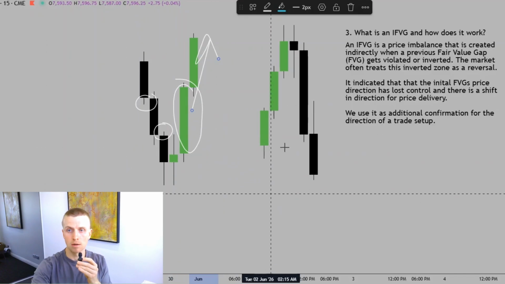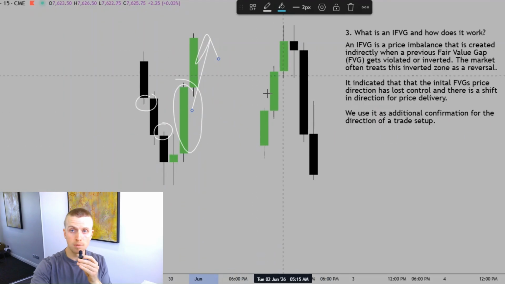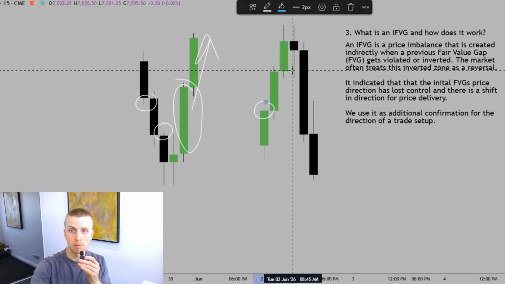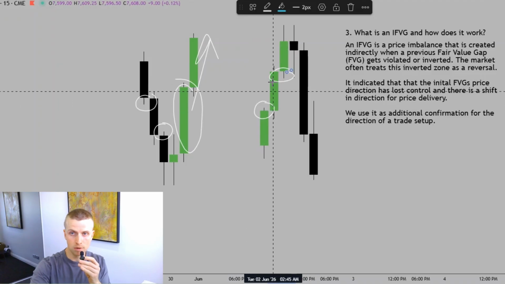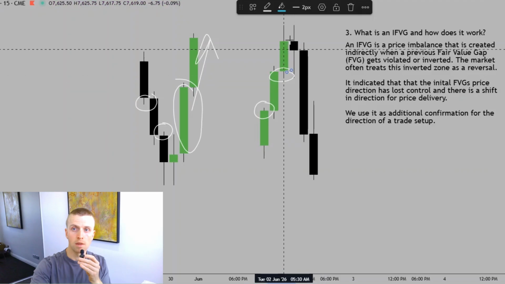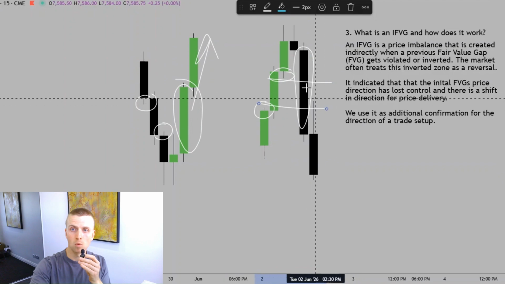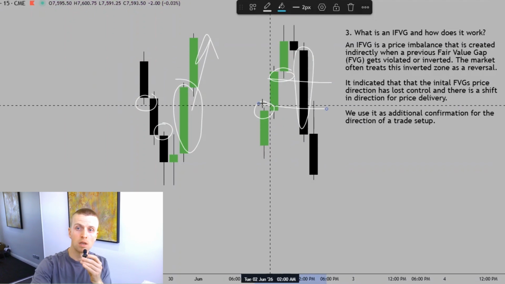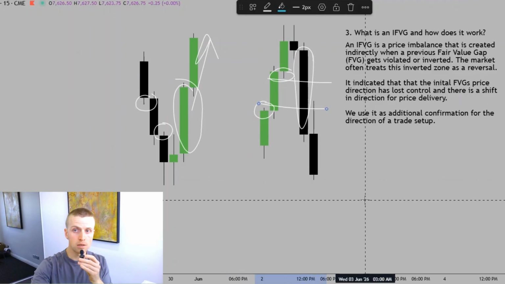Now, it's the same deal in the bearish case. Price has been delivering to the upside. We created a fair value gap. This top wick and this bottom wick left a gap in the middle candle. Then price reversed and completely engulfed this gap with this bearish candle, creating the bearish IFVG, indicating that price is reversing. Now you understand what an FVG is and an IFVG. Let's jump onto the charts and have a look at it in greater detail.